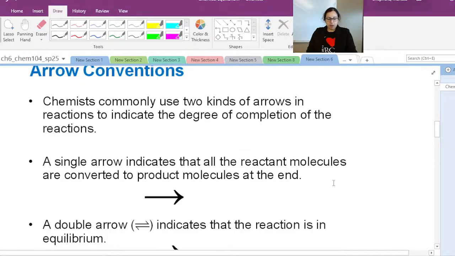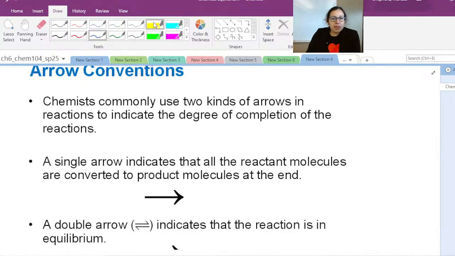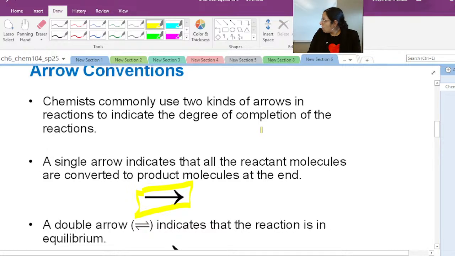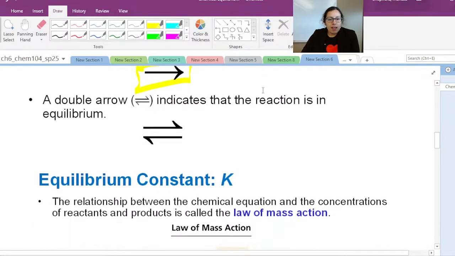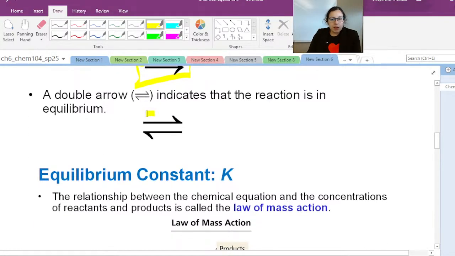Like we mentioned, we've mainly seen the single arrow, and all that indicates is that all of our reactants are converted to product molecules. A double-headed arrow indicates that there's some sort of equilibrium, or that you can manipulate this reaction to go backwards and forwards.